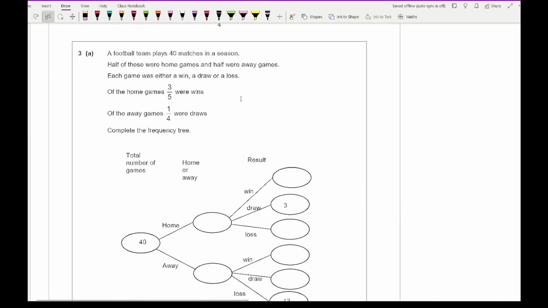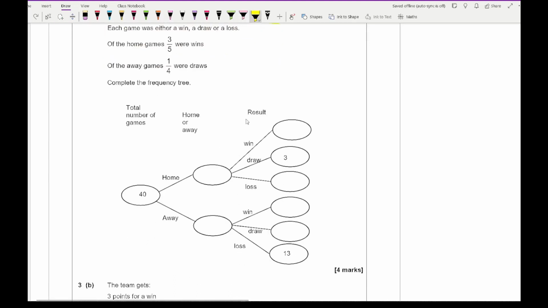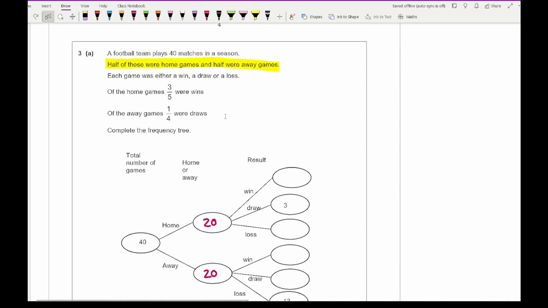Well, looking at the first bit of information, we can see that half of the games were away and half were home. So half of 40 is going to be 20, and that's going to be 20. Then we work with these fractions. It says 3/5 of the home games were wins, so we've got to work out 3/5 of 20. So 20 divided by 5 is 4, times 3 is 12. So the number of wins for the home games is 12.